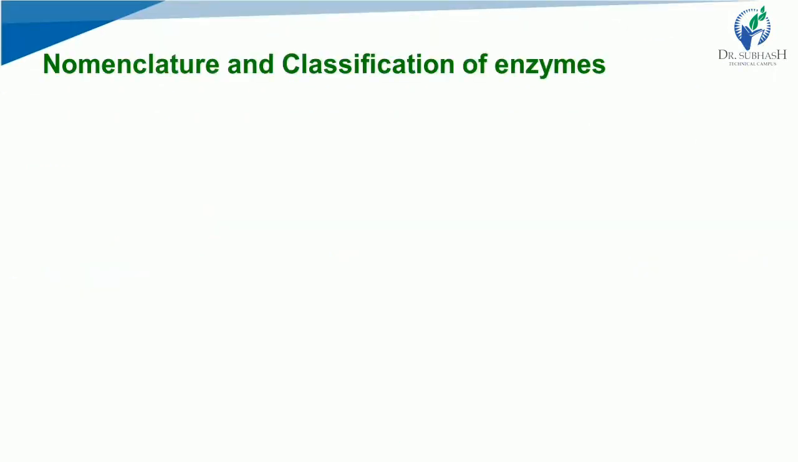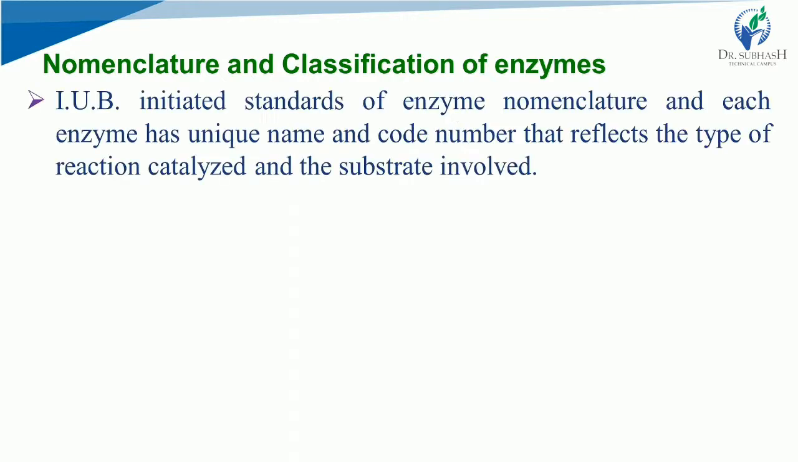So now we are coming really close to what is important. Here is one of them, that is nomenclature and classification of enzymes. IUB, that is International Union of Biochemistry. Please note it down. The International Union of Biochemistry initiated standards of enzyme nomenclature, and each enzyme has a unique name and code number that reflects the type of reaction catalyzed and the substrate involved.